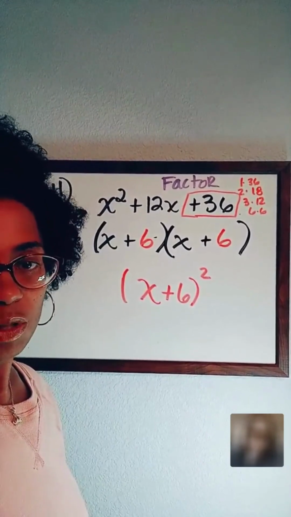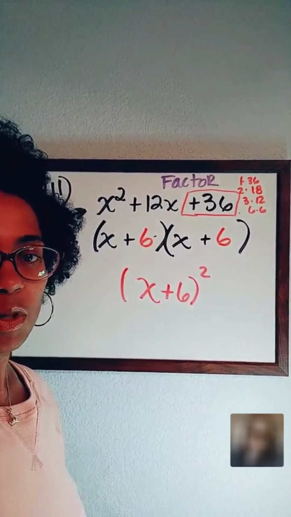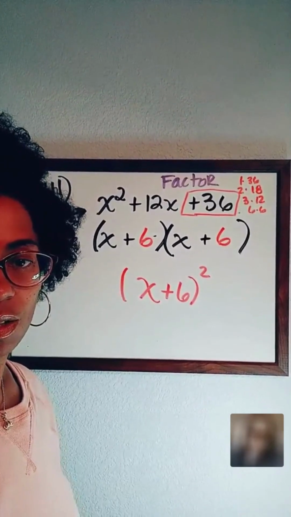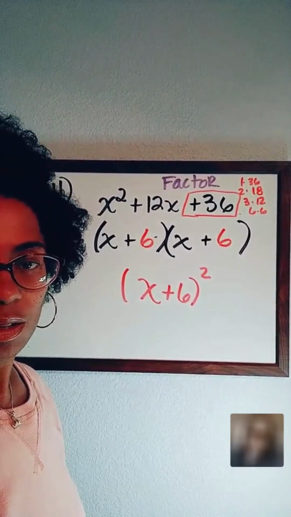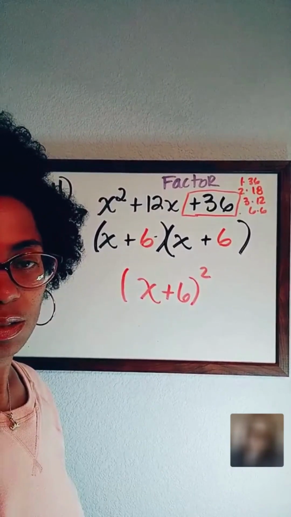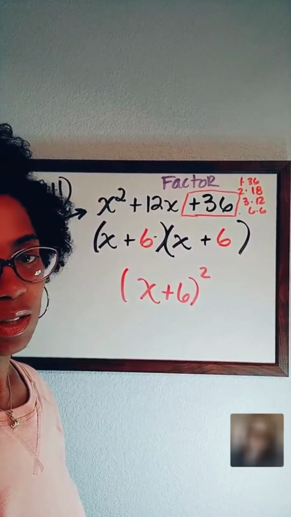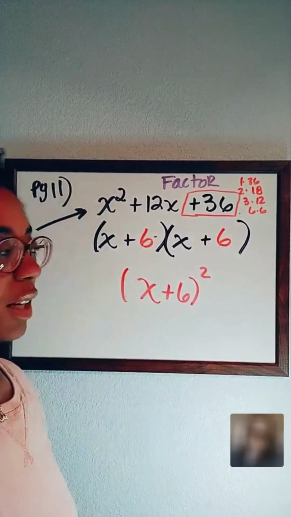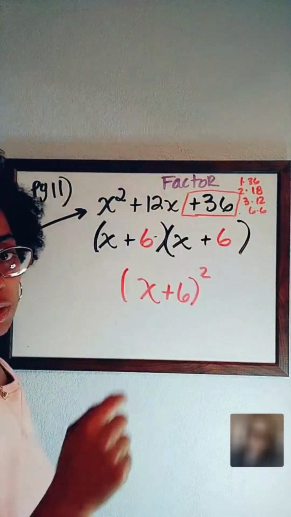Iris, factors are multiples. Multiples were things that multiply together to equal something. Probably like 9:30, 10. Kid said no, no 3. No 3, just x plus 6. Because they have to add up to equal the middle term.